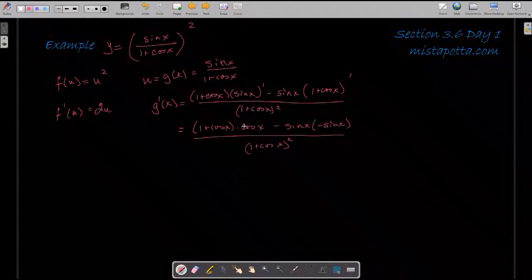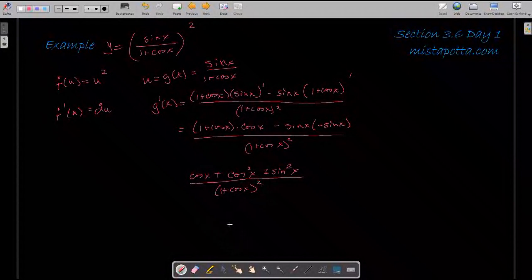And I see some things happening. First, if I distribute this, I'm going to have cosine of x plus the cosine squared x minus, this is really negative sine times negative sine, so this is really plus sine squared x. And I think you see what's going to happen there. Over 1 plus the cosine of x squared.